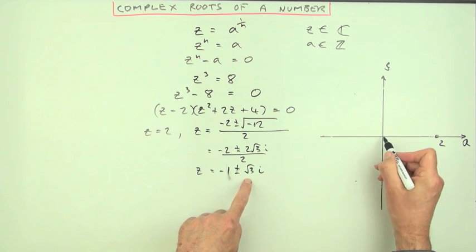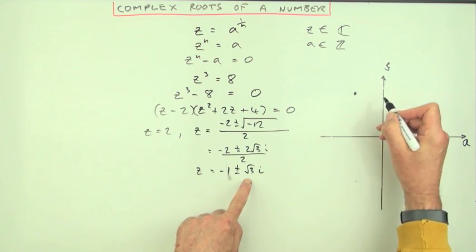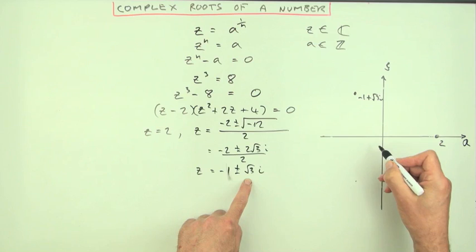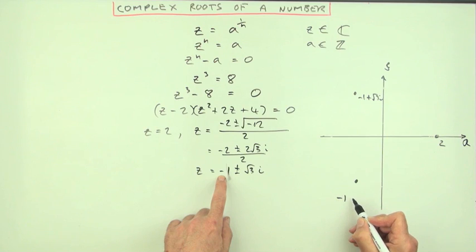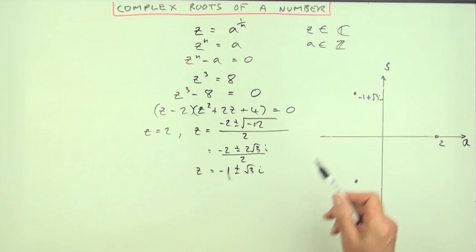-1 plus root 3 would be 1 back and root 3 up. That would be -1 plus root 3i. And similarly, -1 minus root 3i would be down here. Those numbers should ring a bell: 1, 2 and root 3.